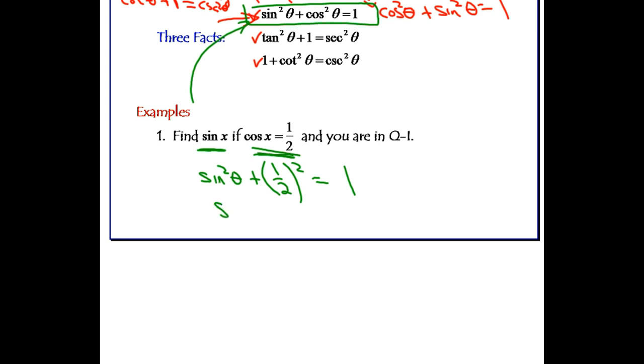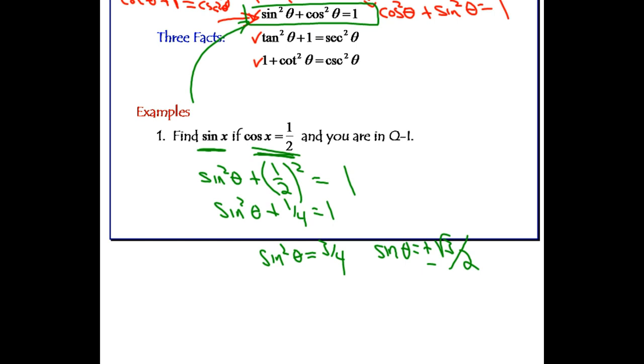Well, 1/2 squared, I know what that is. Oops, that's a little sloppy there. That's a plus. 1/4 equals 1. Subtract 1/4 from both sides. So sine squared equals 3/4. And I know to get rid of a square, I take a square root. So the sine of theta is the square root of 3, because I don't know the square root of 3. The square root of 4 is 2. So square root of 3 over 2. I took a square root, so I put a plus or minus on this.